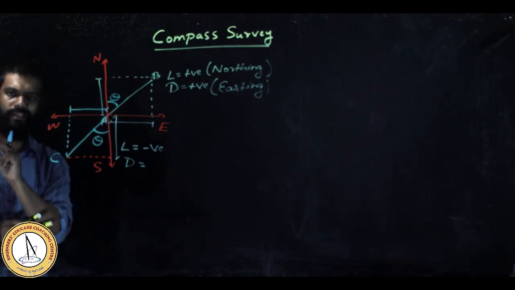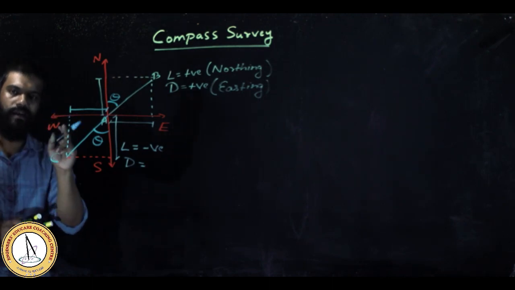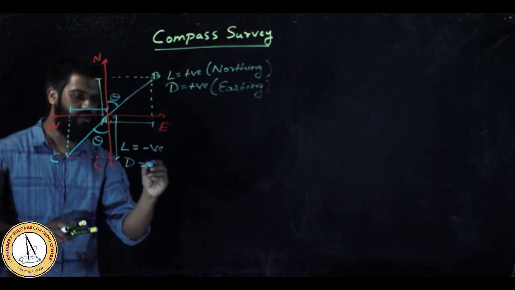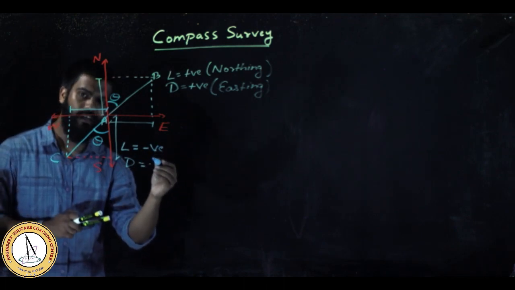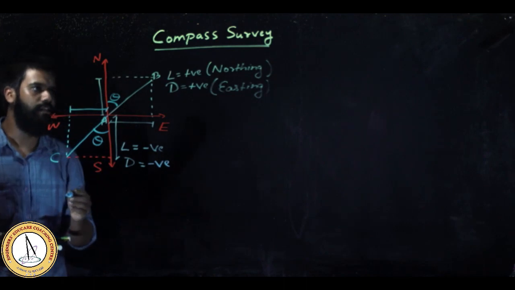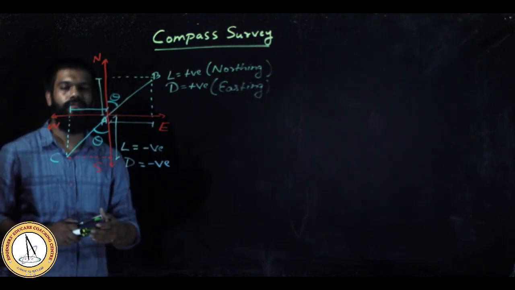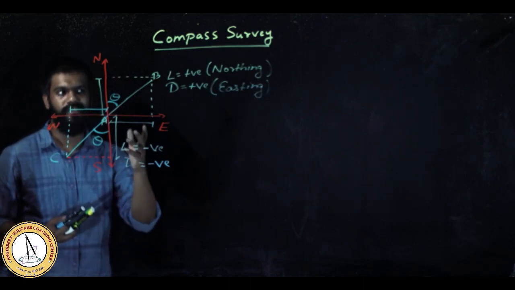You can see that this distance is on the west side, and this west side represents the negative x-axis. That means in this case also the numerical value of our departure will be negative. So from here you can understand how we assign the numerical value of latitude and departure, that means their sign convention.